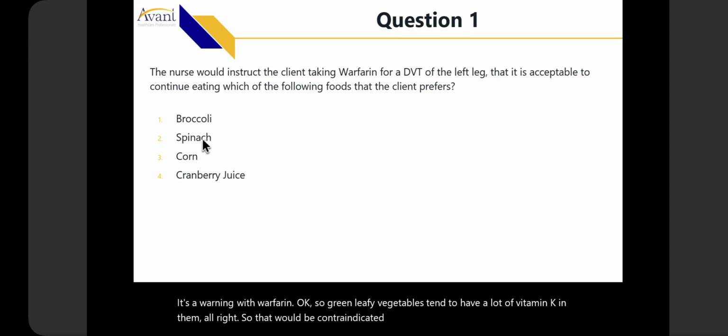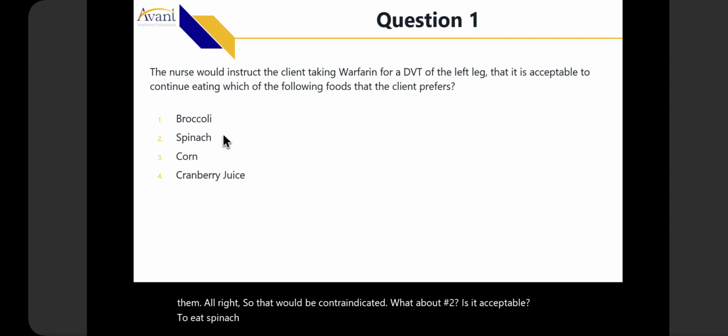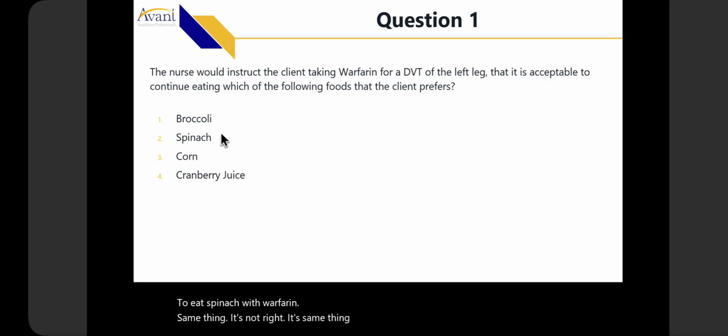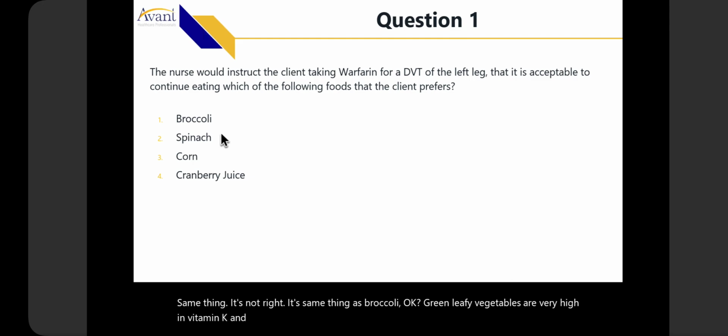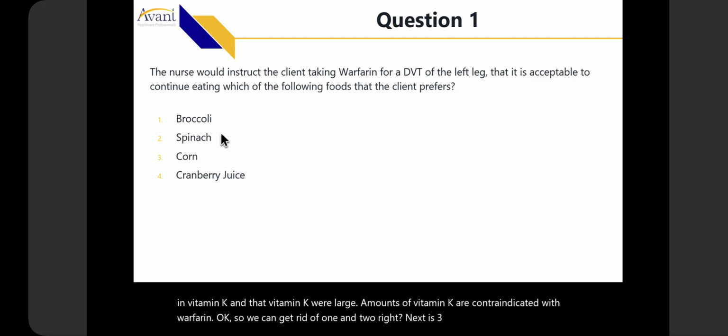What about number two? Is it acceptable to eat spinach with warfarin? Same thing, it's not. It's the same as broccoli. Green leafy vegetables are very high in vitamin K, and large amounts of vitamin K are contraindicated with warfarin. Okay, so we can get rid of one and two.